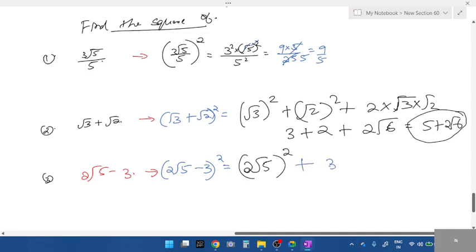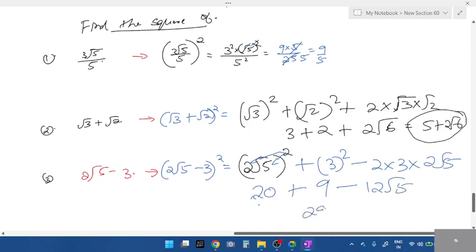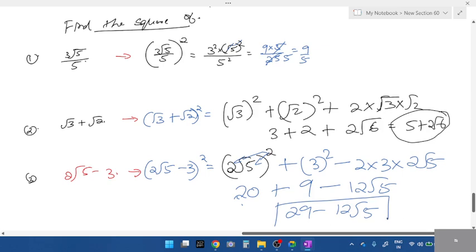Plus a square plus b square minus 2 into 3. First multiply the number minus 2 into 3 into 2 into root 5. For this, what do you get? 2 square, if it multiplies with both, 4 5s are, what is 4 5s? You get 20. It is 4 into 5, right? You can write it directly. 4 root 5 20 plus 9 minus 2 3s are 6, 6 2s are 12 root 5. So 29 minus 12 root 5 is the answer. Clear? This is how you have to solve.